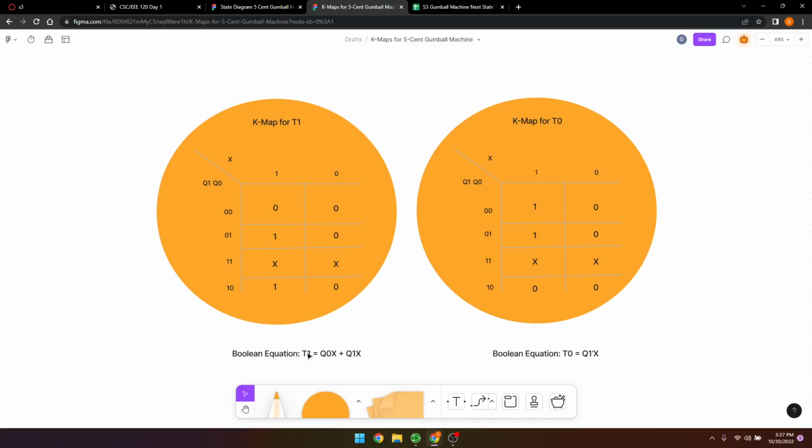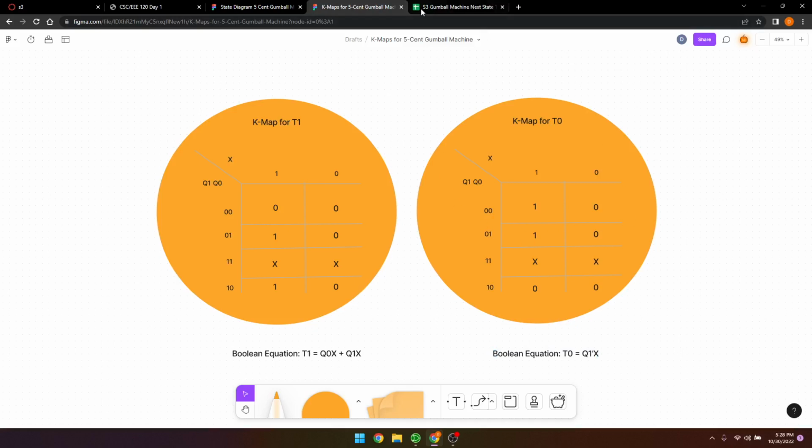And so for T1, I said by creating a K-map, and this is a sum of products equation, so we're complementing a variable when it's 0, and we're not complementing when it's 1. So T1 is equal to Q0 and X, or Q1 and X, and T0 is equal to not Q1 and X. Or the complement of Q1, I guess you could say.